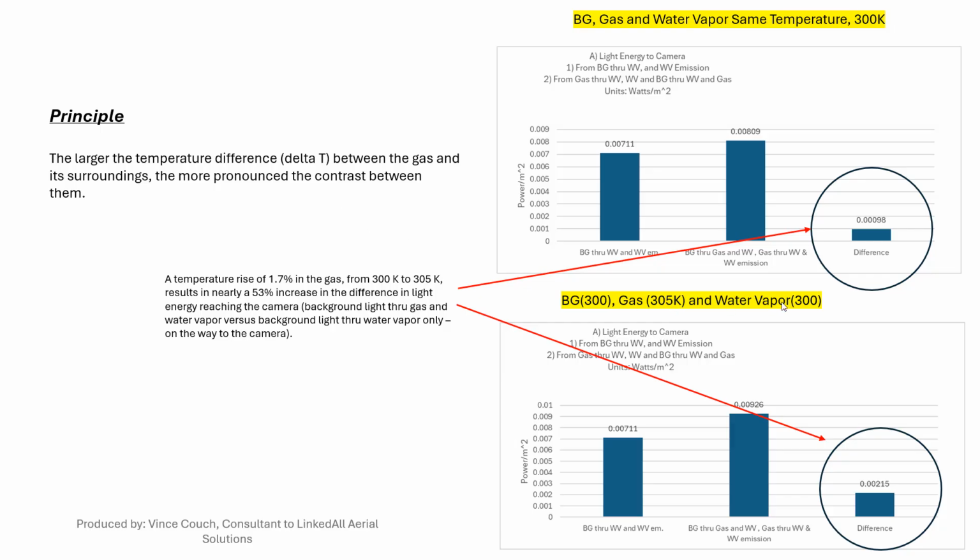So the more delta T, the greater the contrast. Having said that, you can see here, even though we didn't have any delta T, because the emittance was a little bit less, you still had a little bit of contrast.